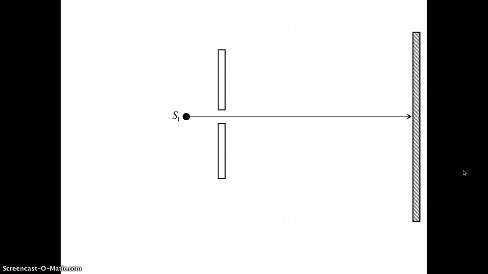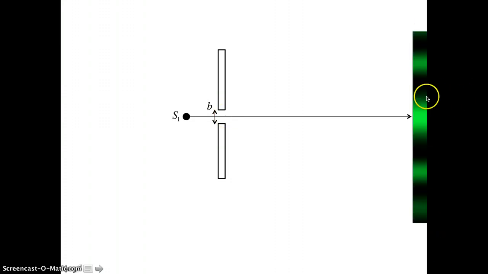So here it is again. We have some laser. It's producing some light, so we call it a source of light. We send that light through a slit with length B, or width B. When the light passes through the slit, it diffracts, and what we get on the back wall is this pattern of bright spots and dark spots. There's one big bright spot in the middle called the central maximum.